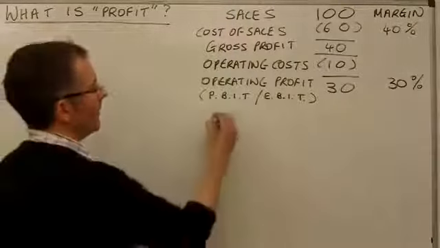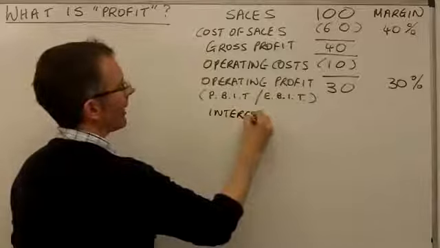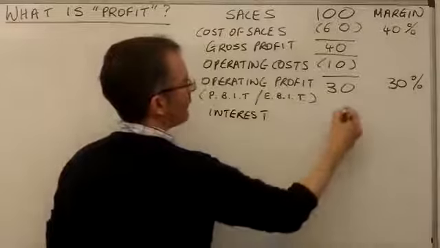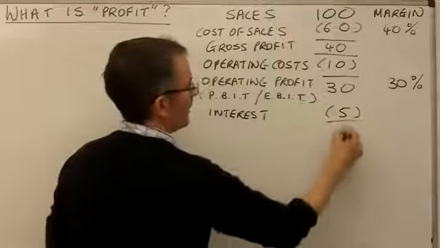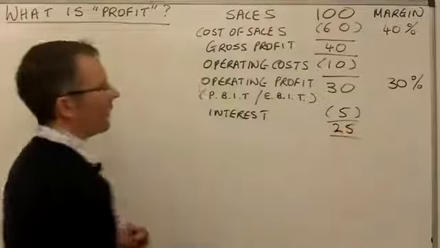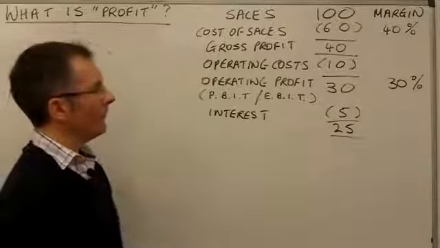What about interest charges? What about the fact that this business may have loans outstanding, and those have got to be paid for? So let's make those 5, bringing our total down to 25. And what about tax?